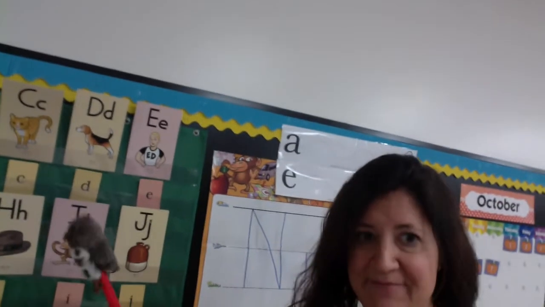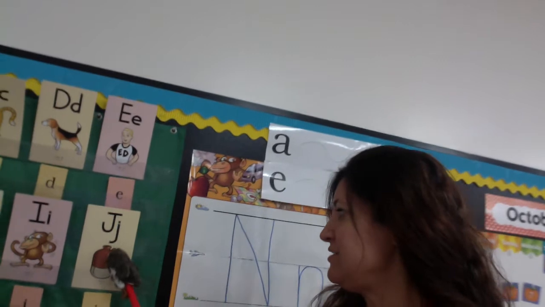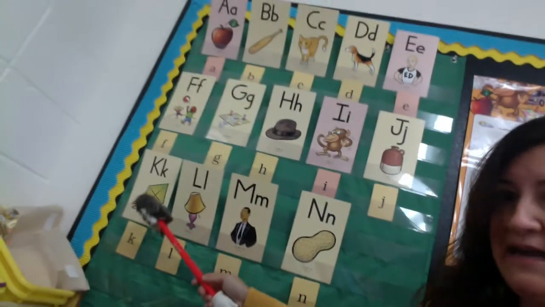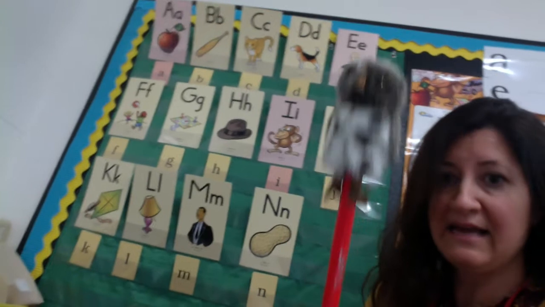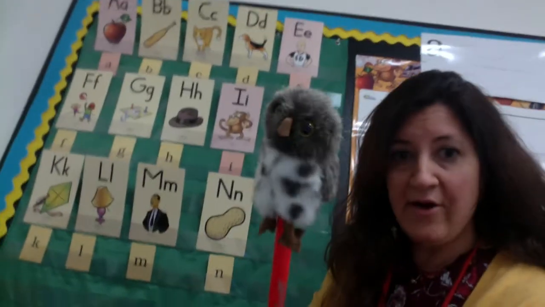G, game. G, game. H, hat. H, hat. I, itch. I, itch. J, jug. J, jug. K, kite. K, kite. L, lamp. L, lamp.